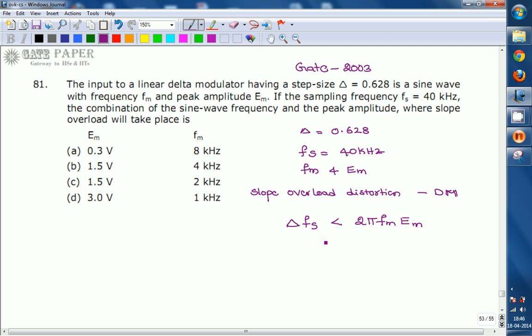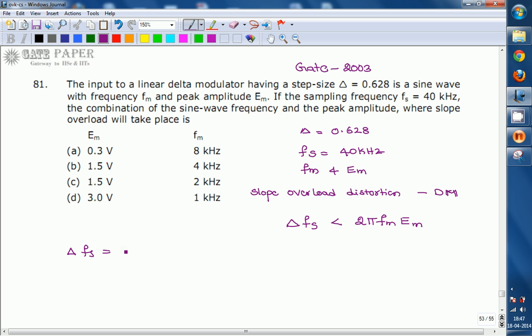This is the condition for slope overload distortion. Whenever delta fs is less than 2 pi fm into Em, slope overload distortion occurs. For this problem we have to find the product of delta into fs, and compare it with the given fm and Em combinations to see where this condition is satisfied. For that combination the slope overload distortion occurs. First we will find delta into fs.